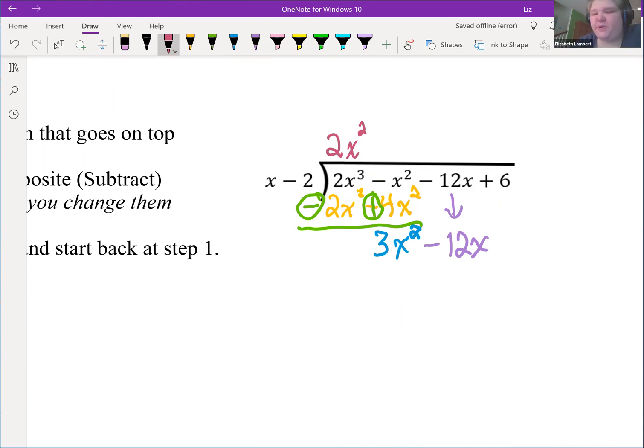And back to the top, figure it out. X times what will get me to 3x squared? All right, well, I know I'm going to need a 3, and it would be a positive 3 to get the same thing. I already have 1x, so I just need one more.